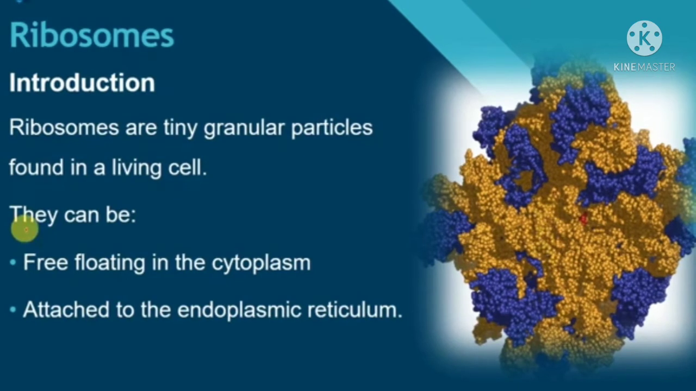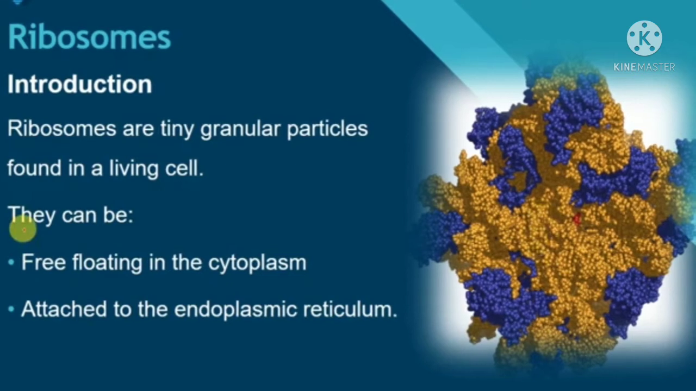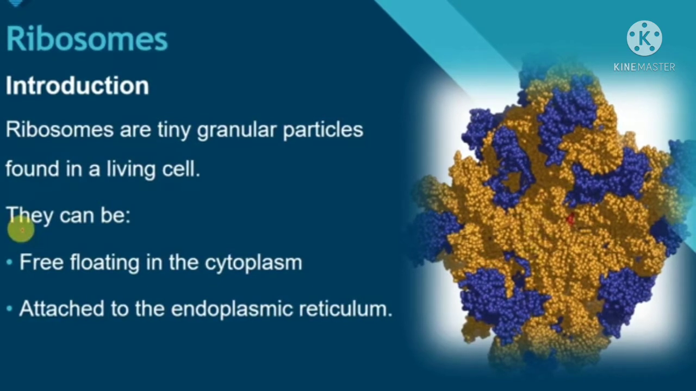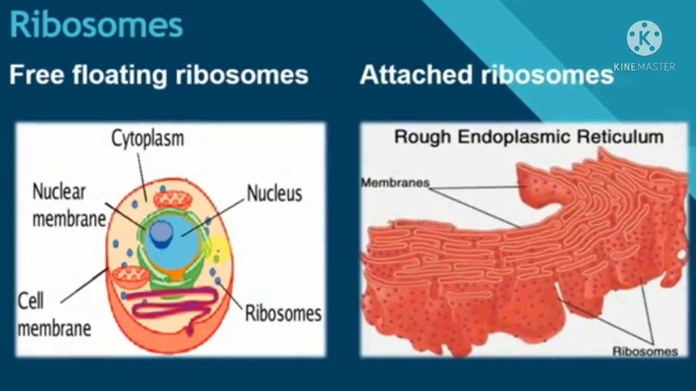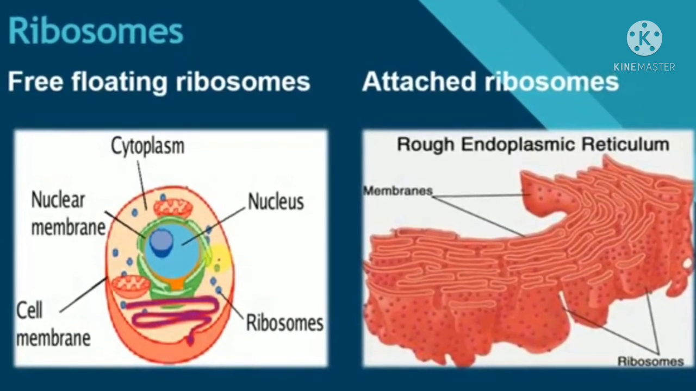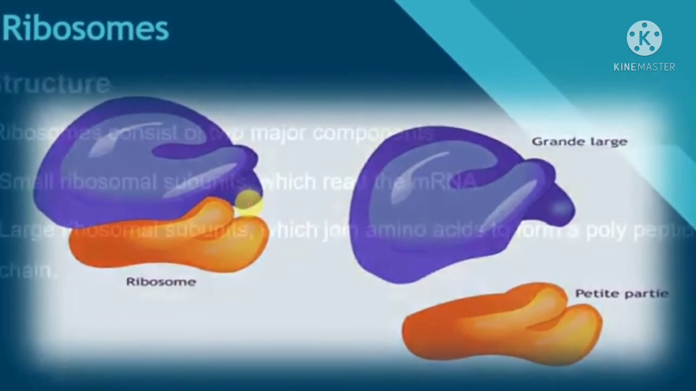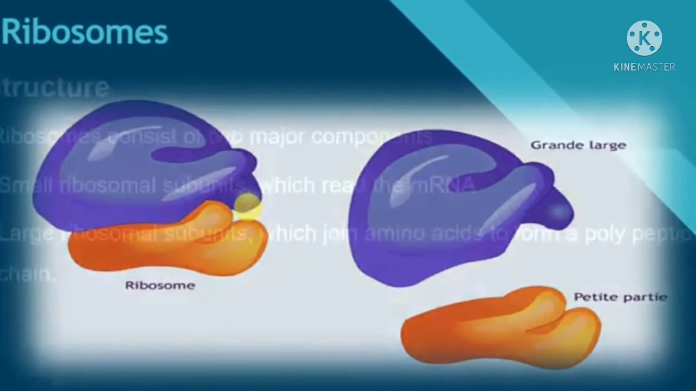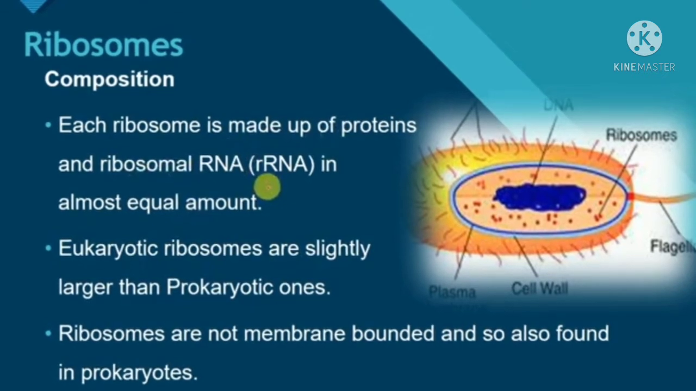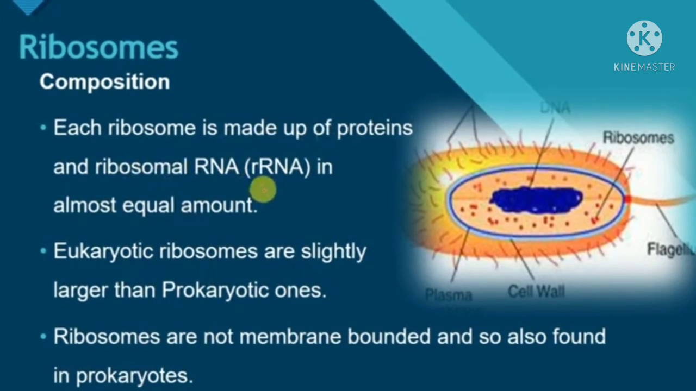Children, I am repeating about ribosomes once again. Ribosomes are tiny granular particles found in a living cell. They can be free floating in the cytoplasm or attached to the endoplasmic reticulum. Here we can observe the free floating ribosomes and attached ribosomes. Ribosomes have a large and a small subunit. Both are attached and form a ribosome. The composition of ribosome is proteins and ribosomal RNA in almost equal amount.